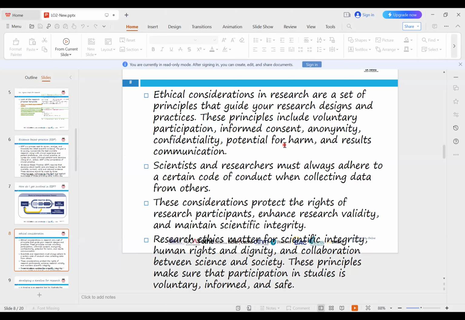Otherwise, for instance, you're not going to get this, or we're going to give you healthcare coupons, or you're going to get certain benefits from this research. No, it should be voluntary, that if a person wants to join your research, it's okay. If they don't want to join it or they want to exit your research at any time, it's up to them. Informed consent. Now, what does informed consent mean?